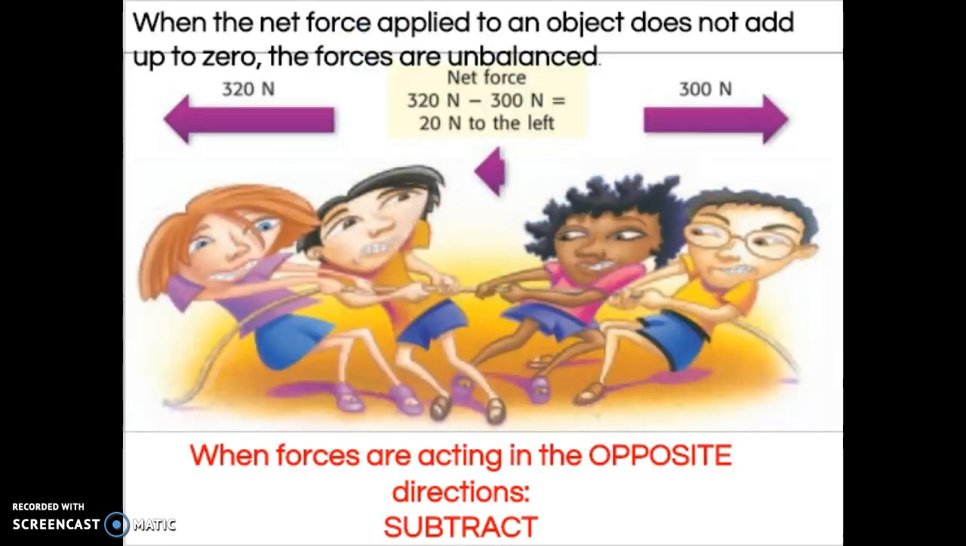When the forces do not add up to 0, so there is a number value to them, then it is unbalanced. So these are opposite forces. So remember, when they are opposite, you subtract. I have 320 newtons to the left, 300 newtons to the right. Subtract the two and you have a value of 20 newtons, it would be moving to the left. I have 20 newtons of force to the left. You can use calculators, remember that.